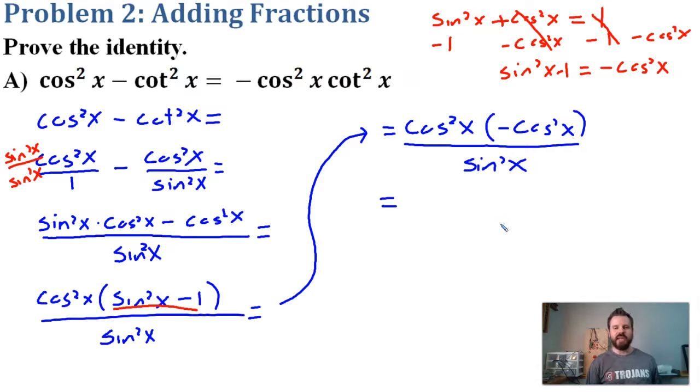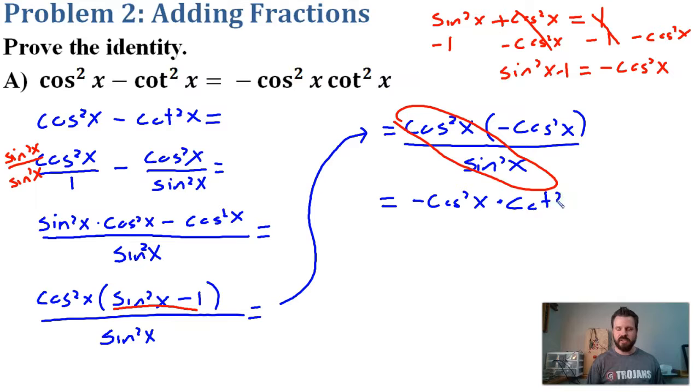And then from here, I can just rearrange this. I know that, well, I need a negative cosine squared. I've got that. And then I want a cotangent squared. Well, once again, cosine squared over sine squared is the cotangent. So I can just say times cotangent squared x at this point here. All right, there's my proof. That's where I got from the left side to the right side with this one.